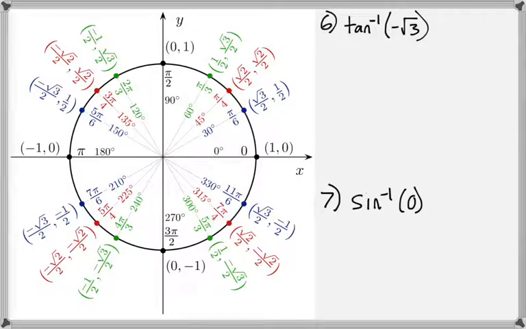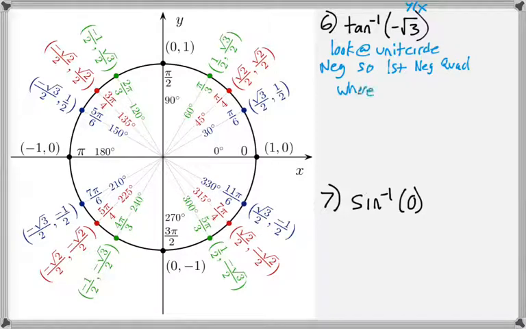On number 4, they want us to find the inverse tangent of negative square root of 3. And tangent is y over x. So I need to take a look at the unit circle. And this is negative, so it's going to be quadrant 4, or as I like to call it, the first negative quadrant, because we're actually thinking about it going in reverse. And this is really where does y over x equal negative square root of 3.